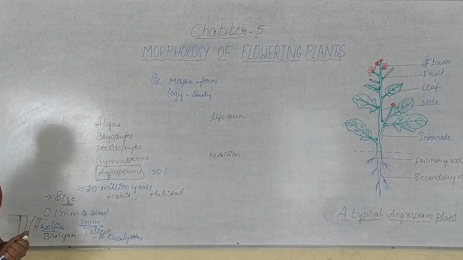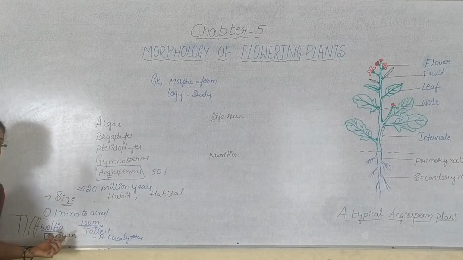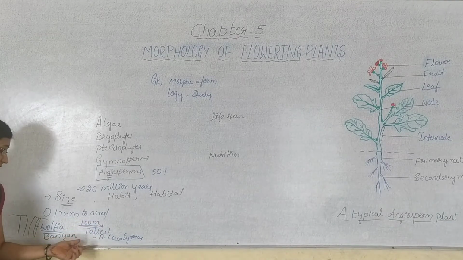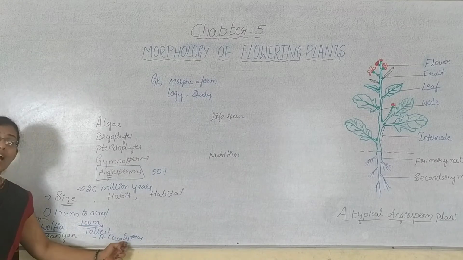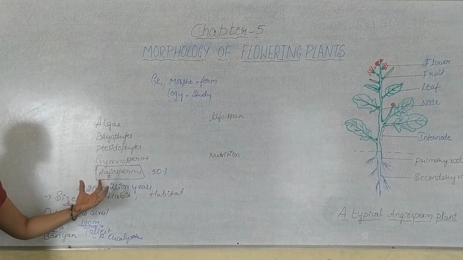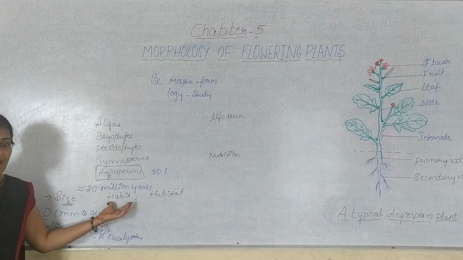And none of the other angiosperms have reached this much height. So the smallest angiosperm known is Wolffia, the largest known is the banyan tree, and the tallest known angiosperm is the Australian eucalyptus. And now let us know the diversity of angiosperms in terms of their habit.